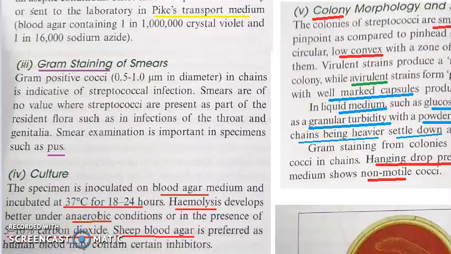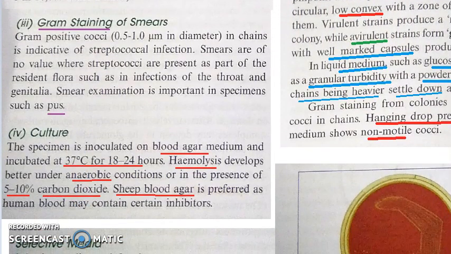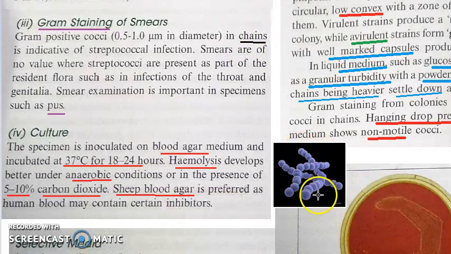Now, once you get the specimen into the lab, you're going to do a gram staining. You will see gram-positive cocci in chains. Definitely you should not forget this word, and you should not forget to draw the diagram, correct? You will have to draw a diagram like this, which is purple because it is gram-positive. In chains they are, and they are non-motile. As you can see, they are non-motile, okay? Smear examination is important for specimens like pus.